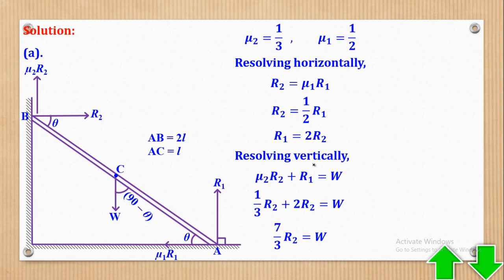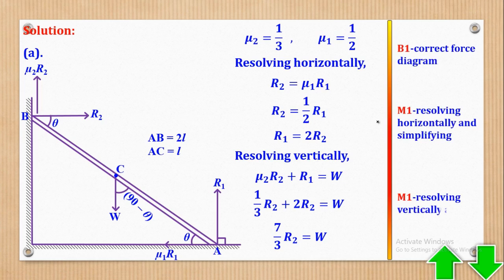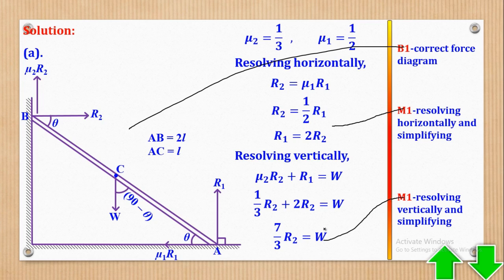Now before we take moments, let's see how marks can be awarded for this slide. B1 for the correct force diagram drawn using a ruler, M1 for resolving horizontally and simplifying, then another M1 for resolving vertically and simplifying.